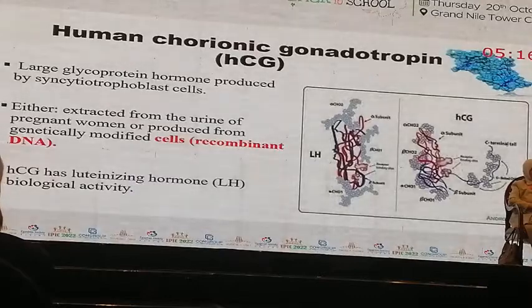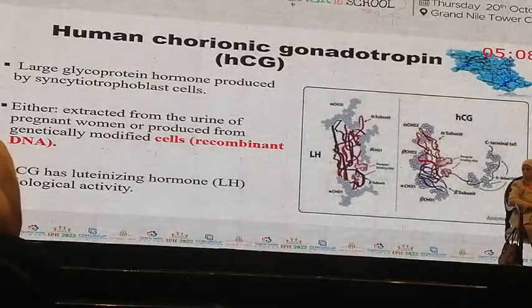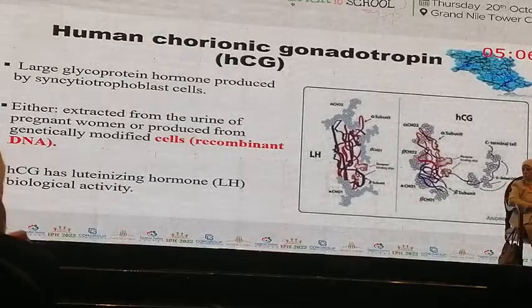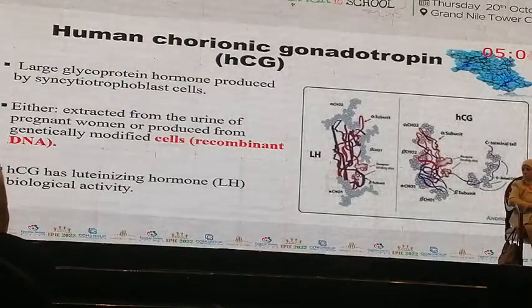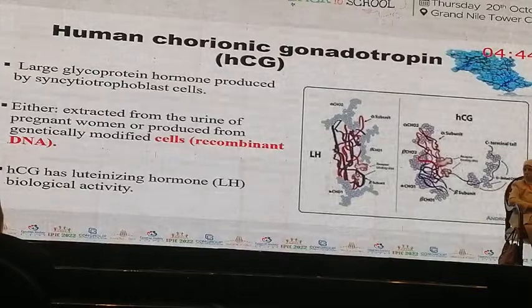Then the second part, why use HCG? It's a glycopeptide. It has a biological action like the LH, so we need to do the stimulation with that molecule, which acts like the normal LH. This HCG is normally produced by the syncytial trophoblast of the embryo, and it could be extracted from the urine of the pregnant woman, or it's made with modified technology like the recombinant DNA technology.